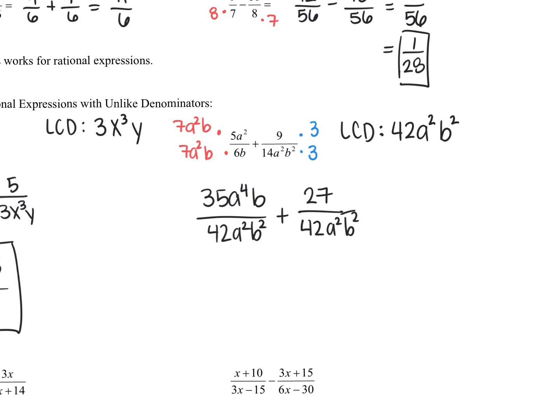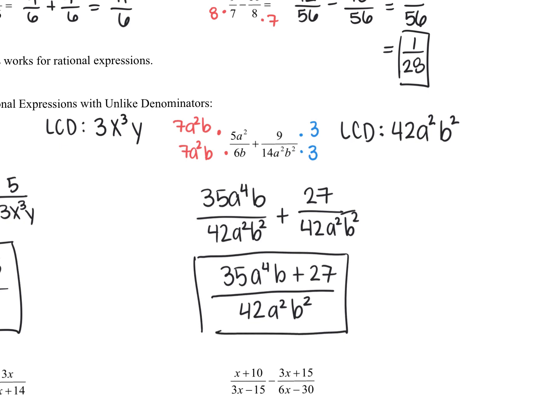So when I combine it to a single fraction, I get 35 a to the 4th b plus 27 all over 42 a squared b squared. And again, I cannot simplify that any further. That would be our final answer.